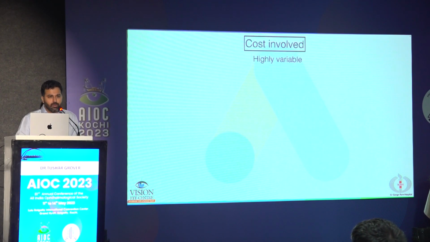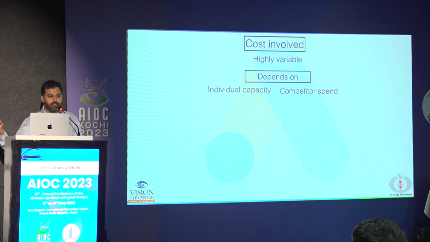So that's why the cost involved here is extremely variable. It depends on how much you can spend. It depends on how much your competitor is spending. If your competitor is spending a large amount on a keyword like LASIK, it doesn't make sense, because they are outbidding you. You're not going to get as much result from it. But if you're in an area where nobody else is doing Google Ads, your cost for a click might be very, very low. So then it makes sense for you to do it.